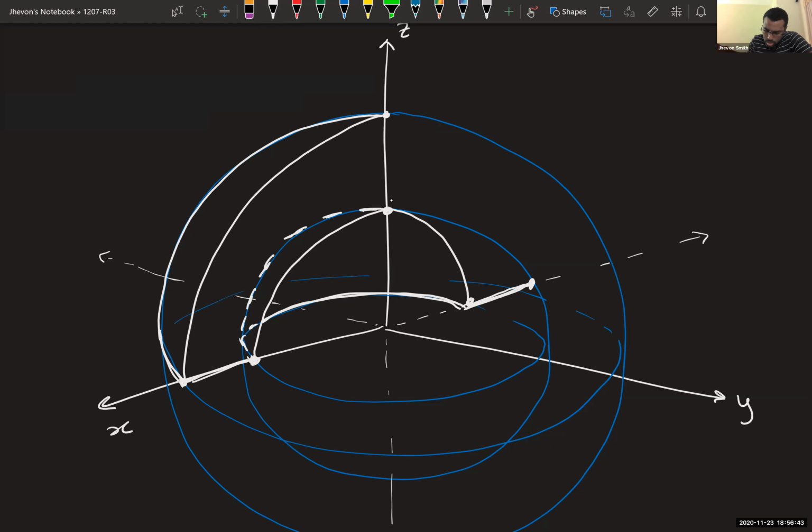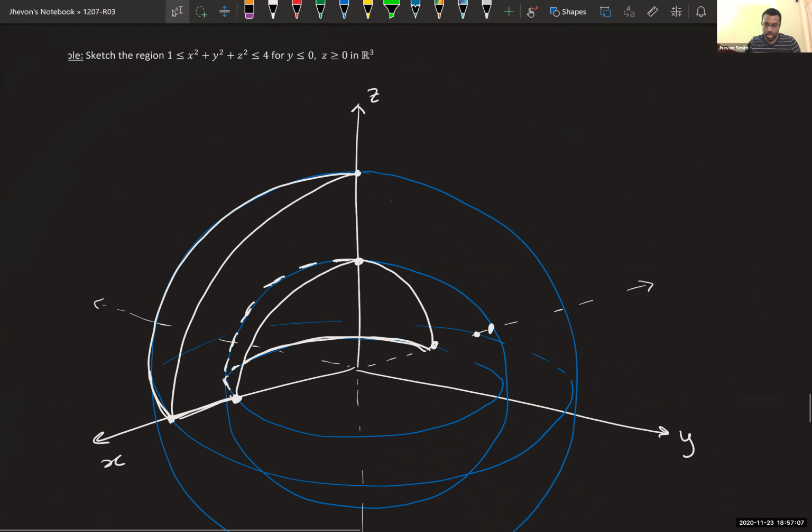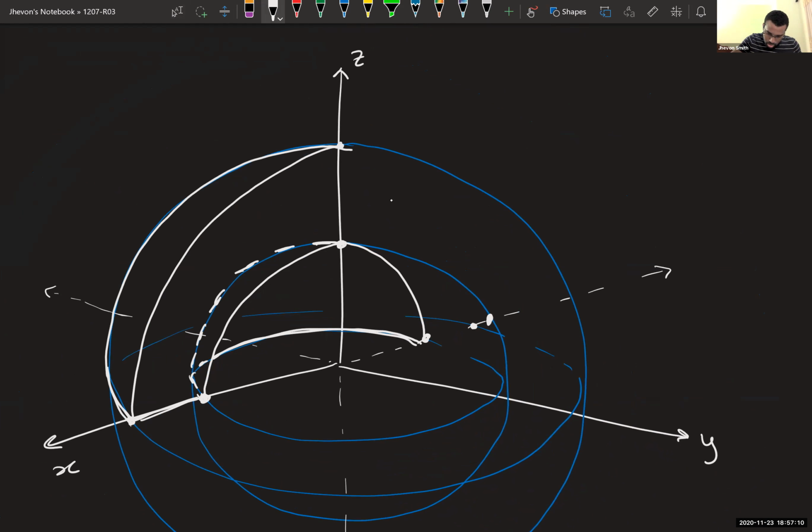I think this one's kind of messed up. Okay, I wanted this guy to come down here. I know how I'm gonna fix that spot. I'll fix it later. I know what that's supposed to look like, but that's the object here.